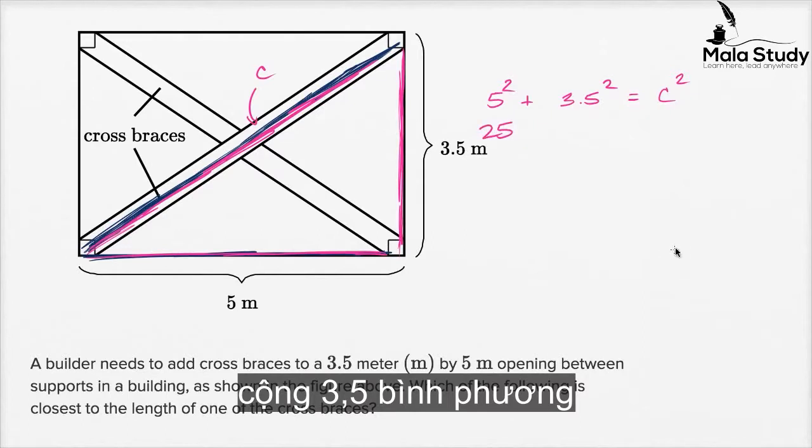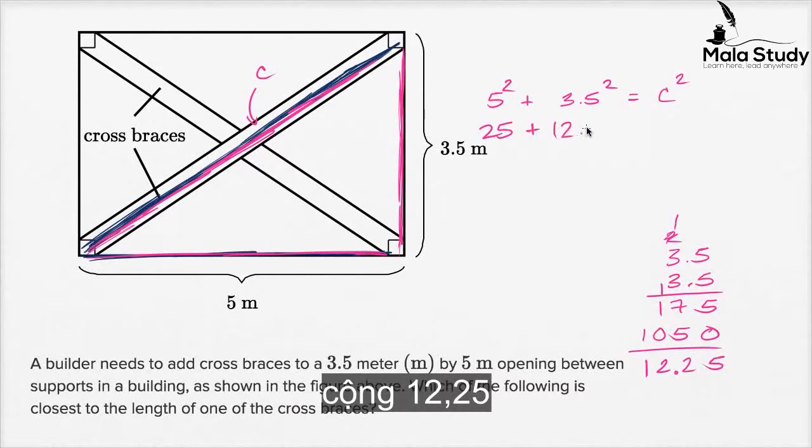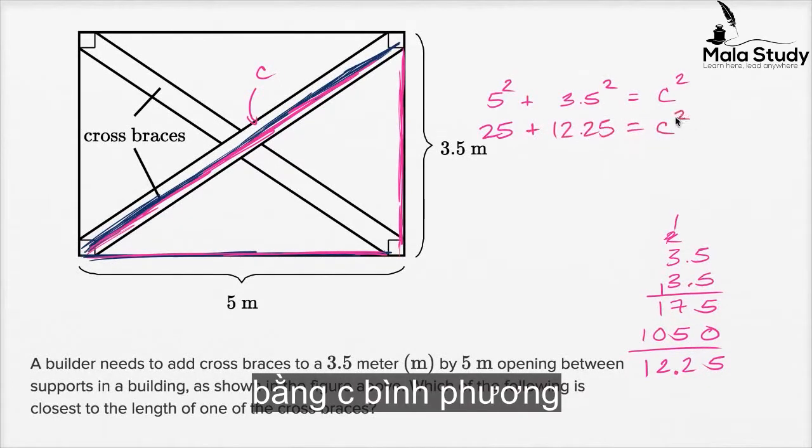Now 3.5 squared, let's see, 3.5 times 3.5. 5 times 5 is 25. 3 times 5 is 15, plus 2 is 17. Now I'm going to use the 3. 3 times 5 is 15. 3 times 3 is 9, plus 1 is 10. 5 plus 0 is 5. 7 plus 5 is 12. 1 plus 1 is 2. And then you have 1 right over here. You have 2 digits to the right of the decimal point, so you're going to have 2 digits to the right of the decimal point over here. So this is going to be 12.25, so 25 plus 12.25 is equal to c squared.